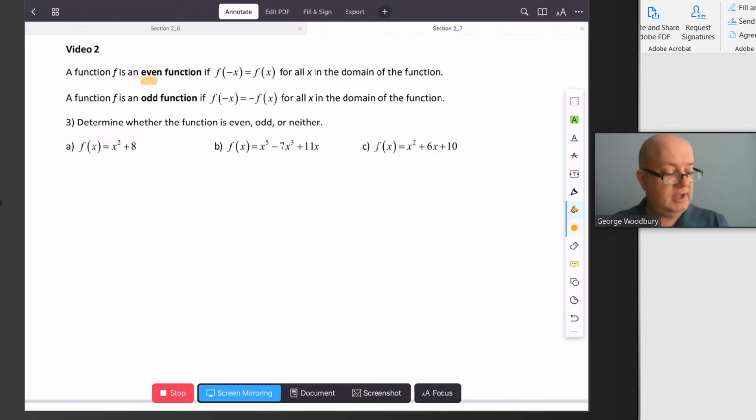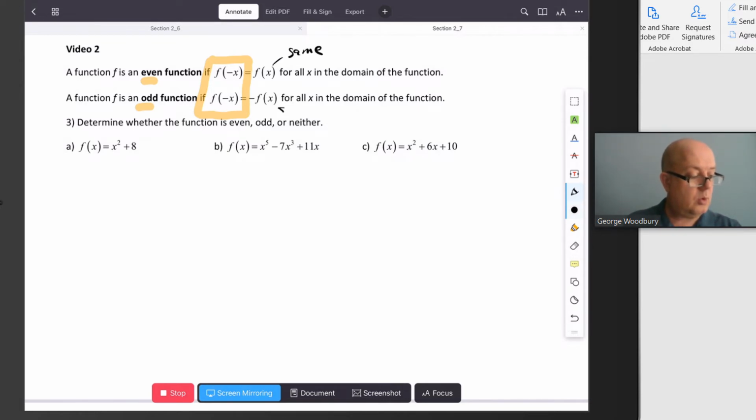A function f is an odd function if when we substitute negative x into f, we get the opposite of the original function for all x in the domain. So the strategy here is to substitute negative x into function f and then to see whether you get the same or the opposite function as your output. If it's neither of those, then we say it's not even and it's not odd.